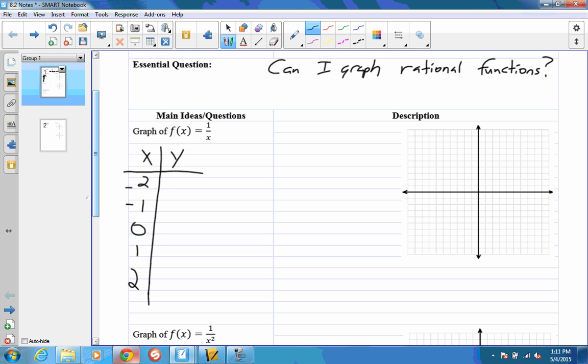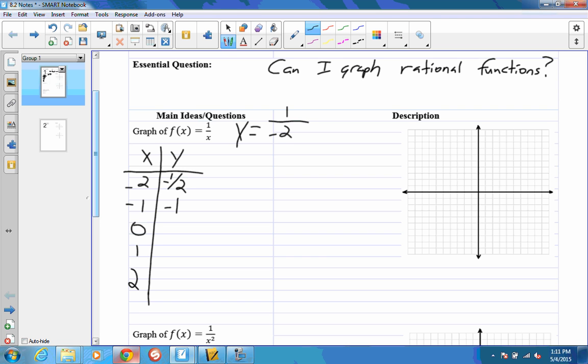And then I'm just going to plug them in. So let's plug them in. So y equals, let's start with -2. So y equals 1 over, and I'm taking x and replacing it with -2. So -1/2. How about -1? If I plug in -1 for x, that's 1 over -1, which is -1.